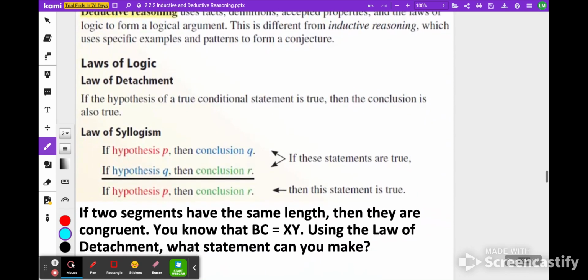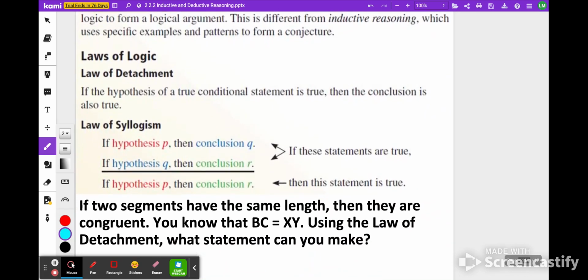We have two different laws we're going to be working with. The law of detachment says if the hypothesis is true, then the conclusion is also true. Okay, and we'll work on those examples here below.